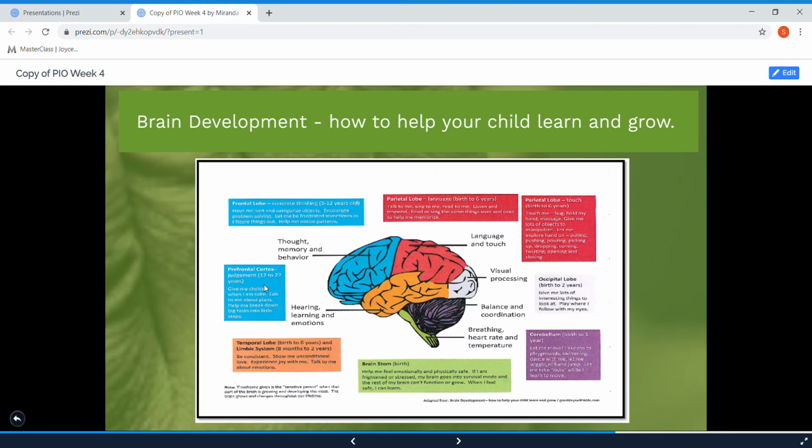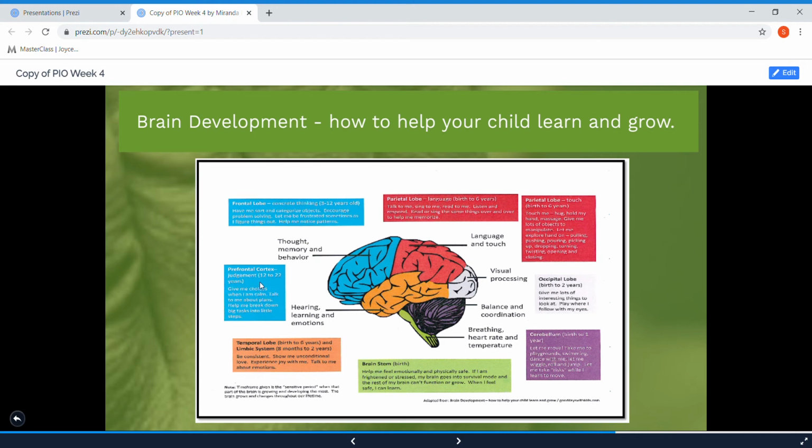Then we have that prefrontal cortex. So this gives me choices when I am calm. Talk to me about plans, help me break down big tasks into little steps. So that prefrontal cortex, I remember when I first entered college, being told that it develops until we're about 18. So this is our decision making and our consequences and how the choice I make today will impact me tomorrow or 5 years from now.